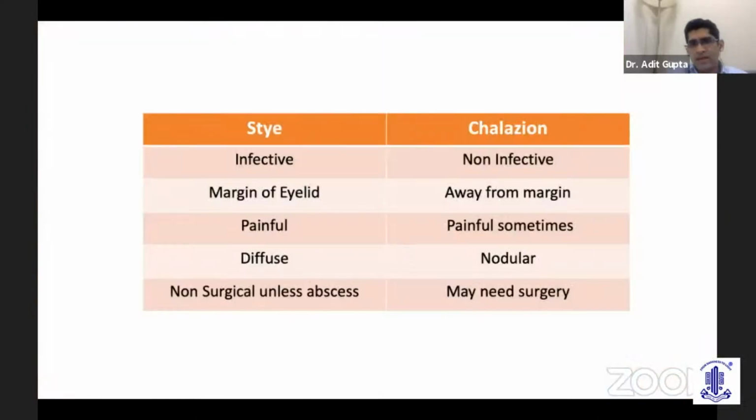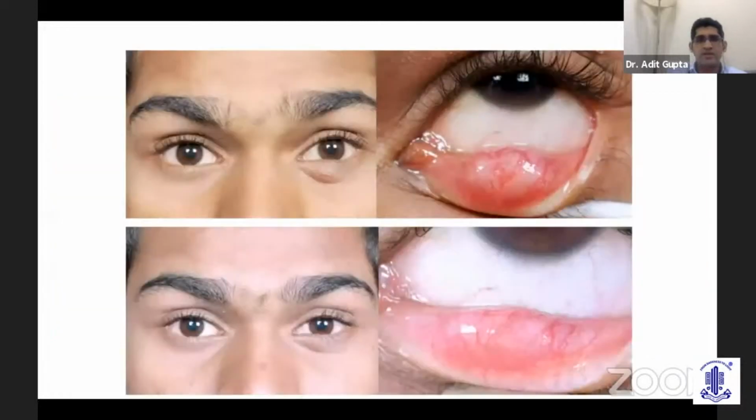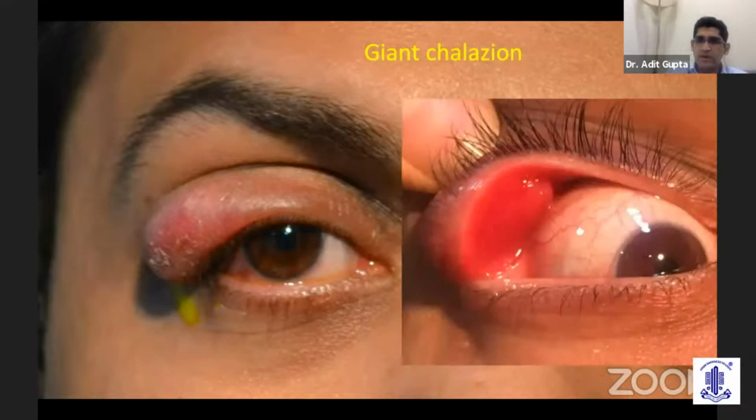Now, there are differentiating features between the both, which can be read in any textbook. Usually, internal hordeolums can be treated either with a straight incision and curettage or steroid injection, which has been recently tried for smaller lesions. Now, sometimes these chalazions can also trick you, and we sometimes see these giant chalazions which have a polypoidal fungating internal component. We should not be fooled by these lesions and consider them malignant.